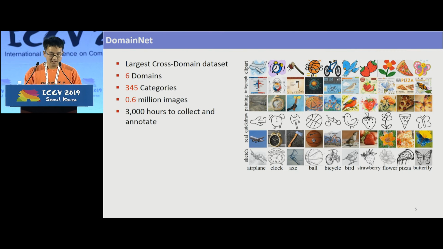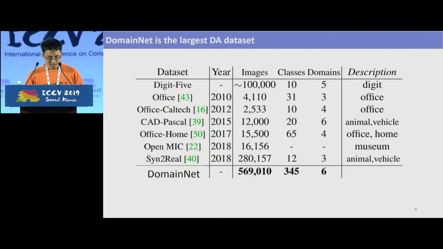So we then collected by far the largest cross-domain data set, called DomainNet, which contains 6 domains, 345 categories, and 0.6 million images. The total time used to collect this data set is more than 3,000 hours. Here we show some detailed comparison of our data set to other existing domain adaptation data sets. Our data set is large scale in terms of the number of images, categories, and domains.